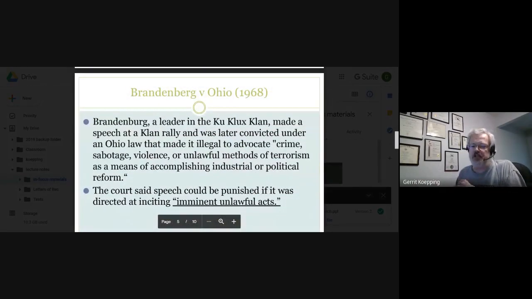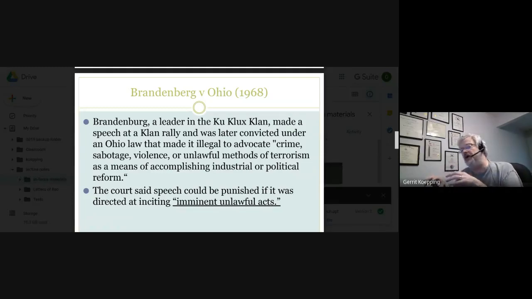Now, a revision of this, or you could say an update or a 2.0 version, is the case Brandenburg versus Ohio. In Brandenburg, you had this guy who was a Ku Klux Klan member. He made some generally menacing statements and was arrested under a law that basically said you cannot advocate crime, sabotage, violence, or other unlawful means of terrorism as a means of accomplishing industrial or political reform. The court held, and again, it's similar to clear and present danger, that speech can be punished if it's inciting an imminent unlawful act. Imminent means immediate, and unlawful, well, that's easy. It's got to be criminal.